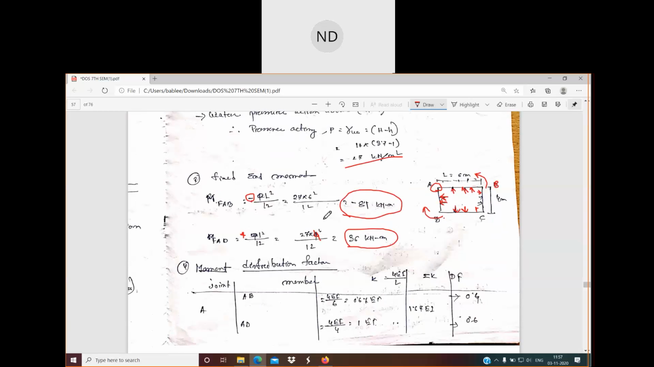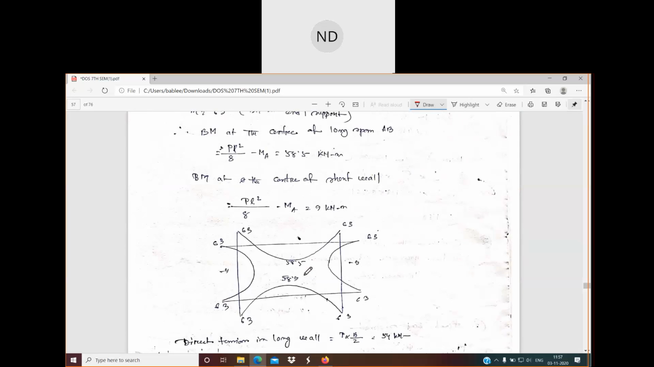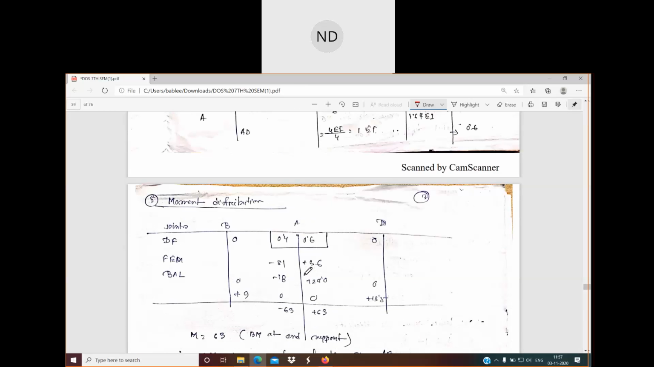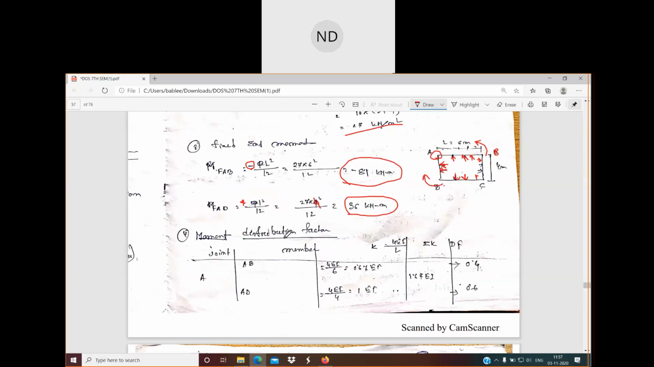Next, since we know the fixed end moments now, we will find out the moment distribution factors. We need them because we have to do the moment distribution, and then design the longer wall, shorter wall, etc. Once you know your fixed end moments, you can find out the distribution factors. I think you have already done these things in your analysis.